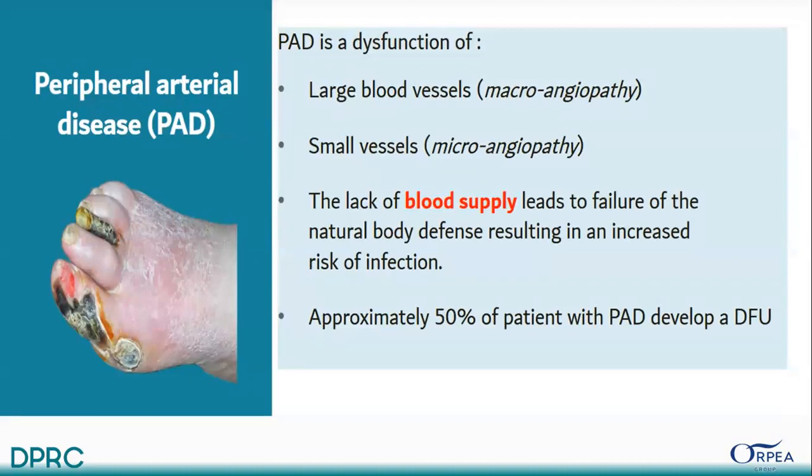Peripheral artery disease is a dysfunction of the large blood vessels and the small vessels. The lack of blood supply leads to failure of the natural body defense, resulting in an increased risk of infection. Approximately 50% of patients with peripheral artery disease develop a diabetic foot ulcer.